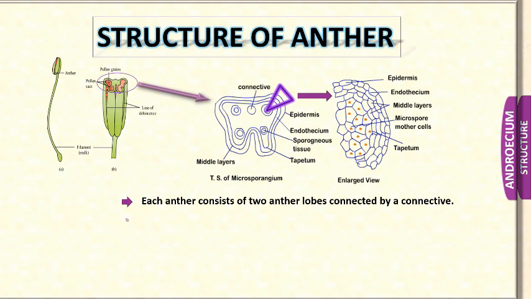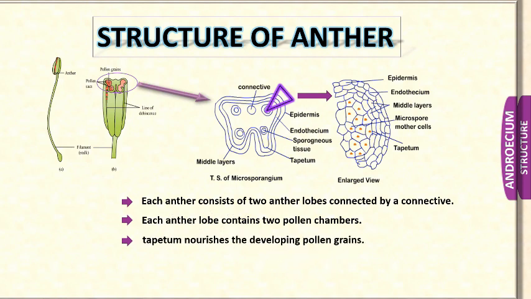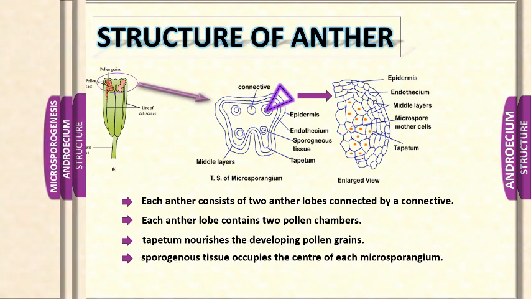Each anther consists of two anther lobes connected by the connective. Each lobe of the anther will contain two chambers, or two pollen sacs. Tapetum is nourishing in nature. It provides nourishment during microsporogenesis, or during pollen grain formation.